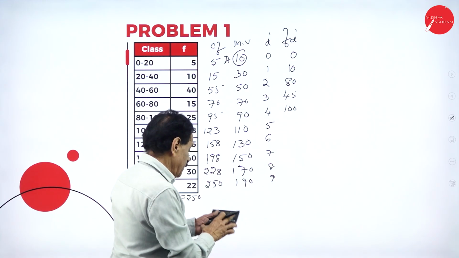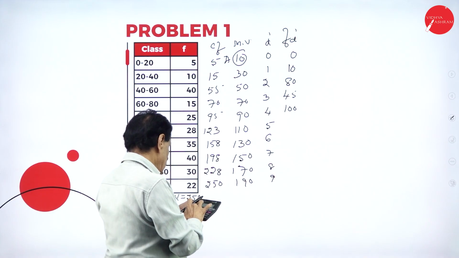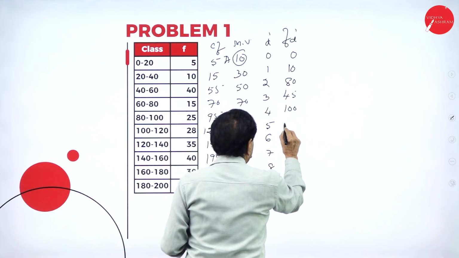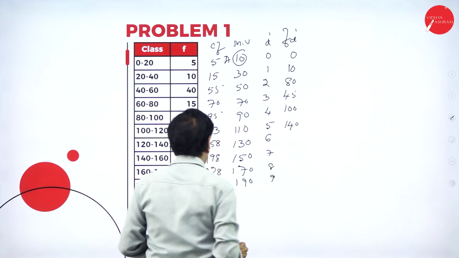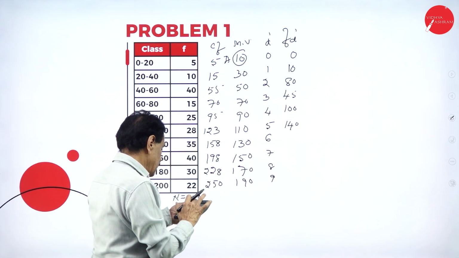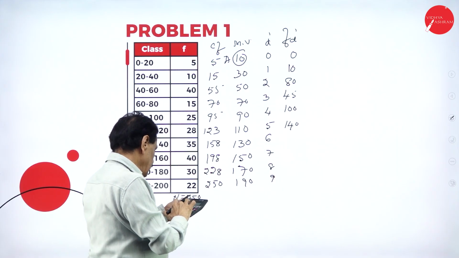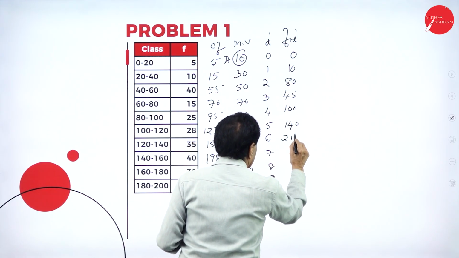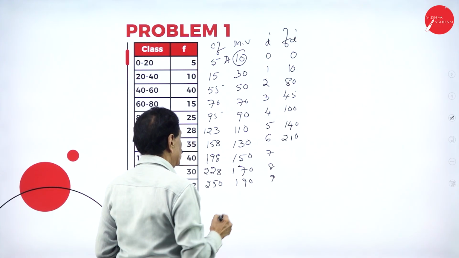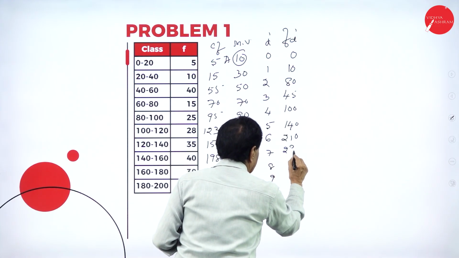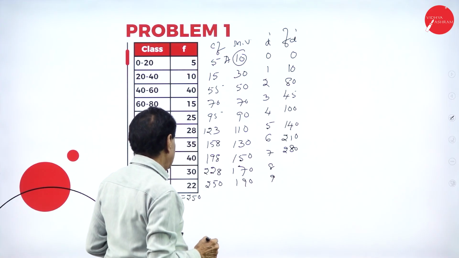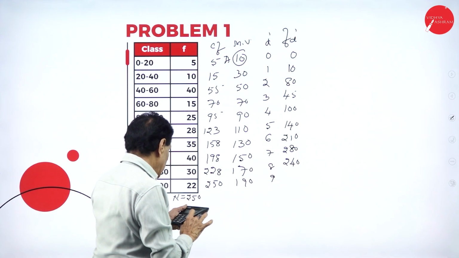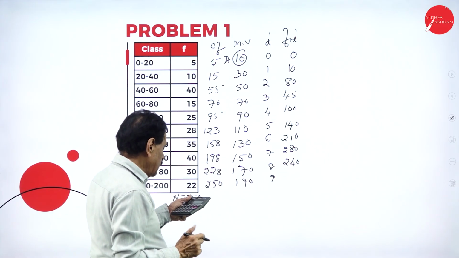28 into 5, 140. 35 into 6, 210. 40 into 7, 280. 30, 240. 22 into 9, 198.